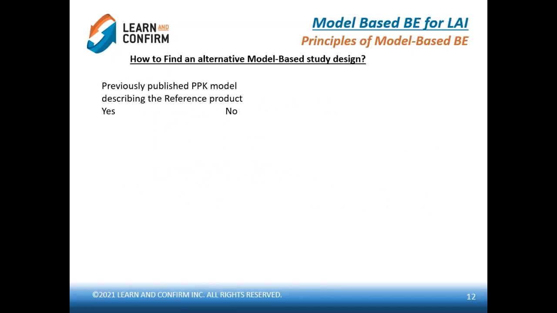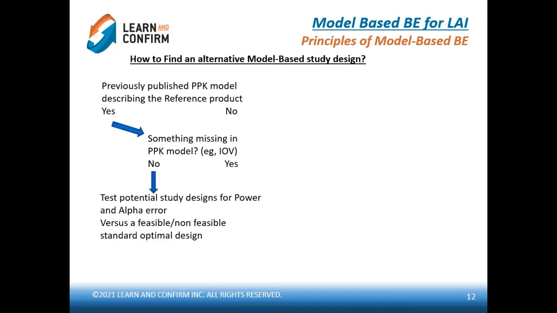First of all, we need a published population PK model describing the reference product. If we have that, then we need to look at it. Is it missing something? If it's not missing anything, then you can just test all of the different clinical study designs that you can think of, and you can test them in terms of power and alpha error so that you can propose the clinical study design to the US FDA that you think is going to be the most appropriate, most discriminative to assess equivalence using your model-based analysis.